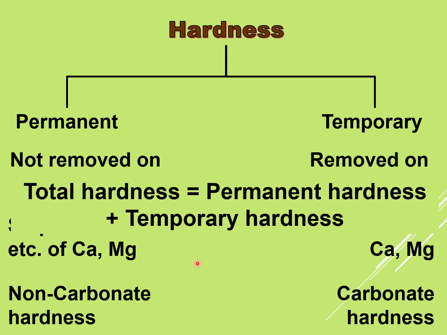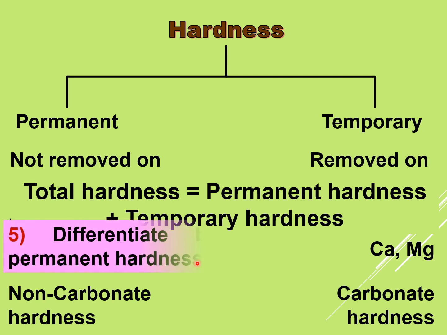Total hardness is equal to permanent hardness plus temporary hardness. Always, total hardness will be permanent hardness plus temporary hardness. So this is a very important thing. You have to always remember that total hardness is equal to permanent hardness plus temporary hardness.